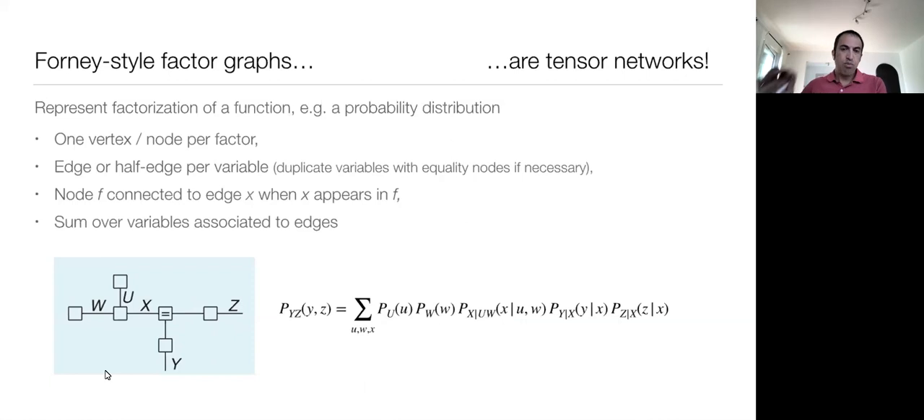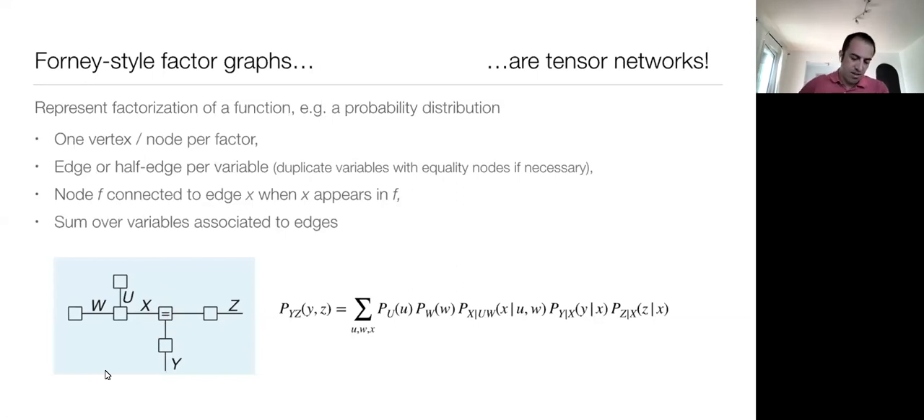And the rules are that there's one vertex or node, I'll probably just call it node, per factor. And the edges represent the random variables, or half edges. There's one edge per variable. And if you need to reuse a random variable, you just duplicate it with this equality node. So you can see here, I've just copied the picture over from the previous page. The random variable x here is going to be the same as the variable associated to this edge and to this edge, because this node here is equality.